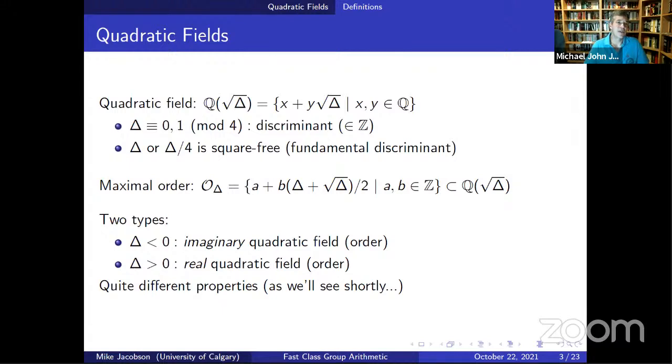These come in 2 different flavors. If the discriminant is negative, then you can immediately see that the quadratic field is a subset of the complex numbers, and in that case it's called an imaginary or complex quadratic field. Whereas if delta is positive, then it is a subset of the real numbers, and it's called a real quadratic field or order. These 2 different types have quite different properties arithmetically, and we'll see some of that as we go through the talk.